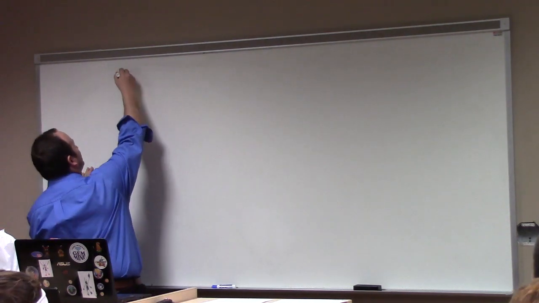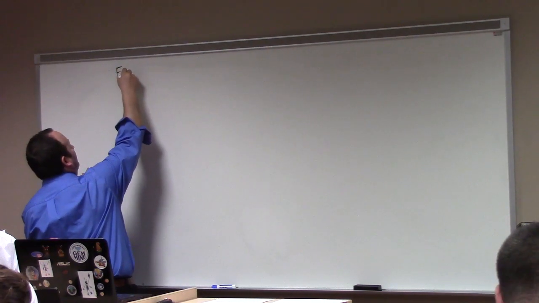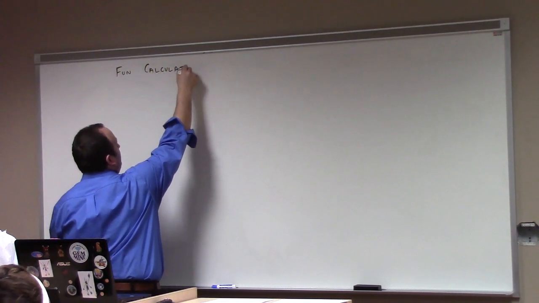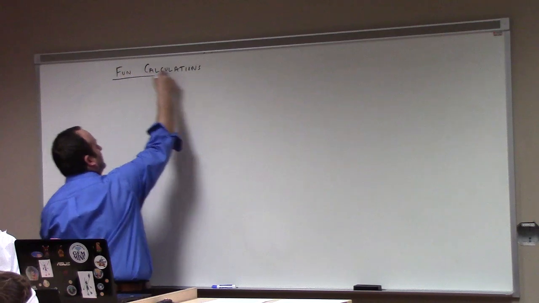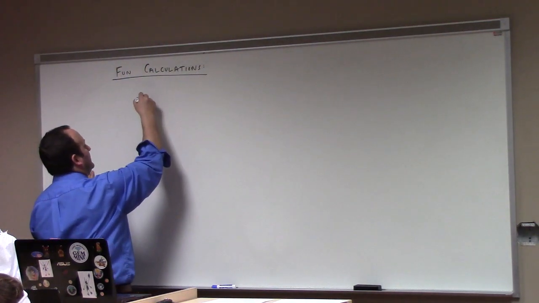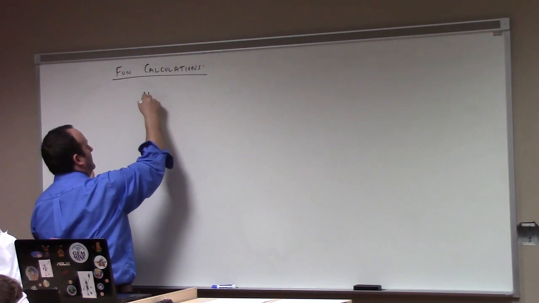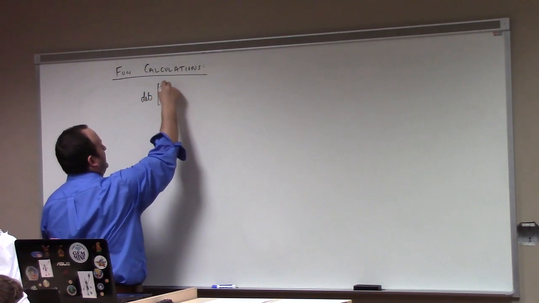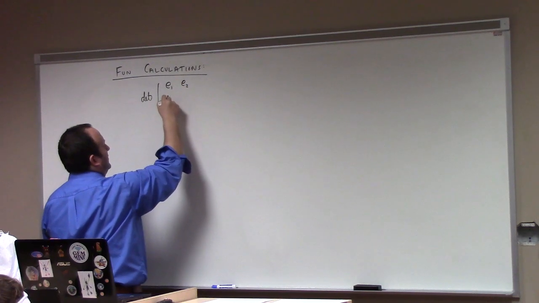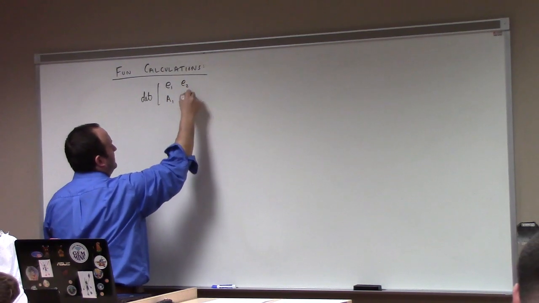All right, so I thought it would be fun. We're allowed to have fun, right? To talk about, so check this out. If I was to take the determinant of, let's say, E1, E2, and then say A1 and A2, what would that be?